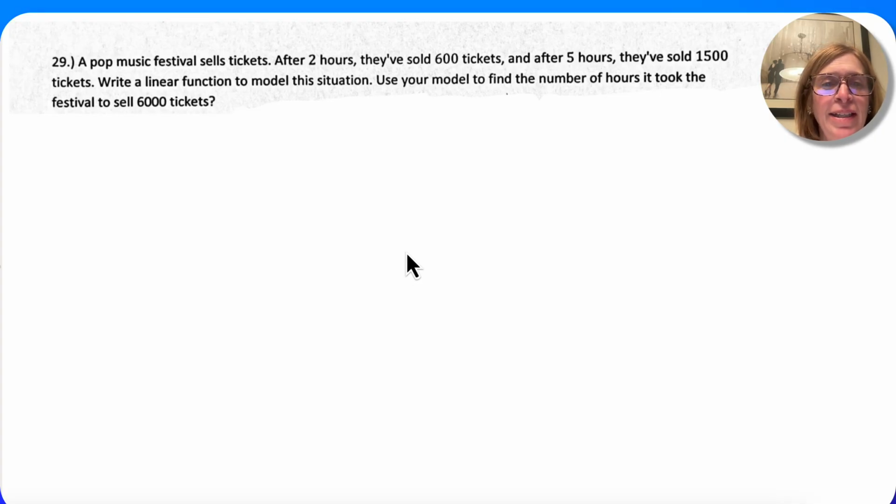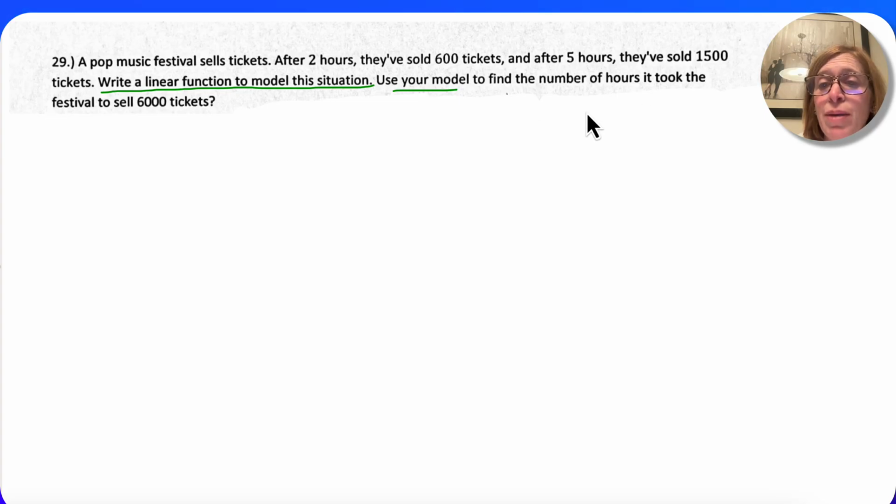Someone asked about it. It says a pop music festival sells tickets. After 2 hours, they've sold 600 tickets, and after 5 hours, they've sold 1,500 tickets. Write a linear function to model this situation. That's part one. Then use your model to find the number of hours it took the festival to sell 6,000 tickets. They need us to write a linear function.